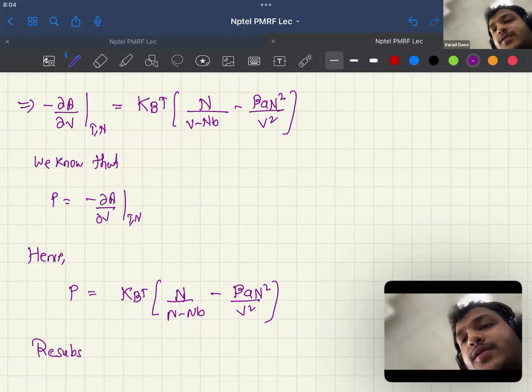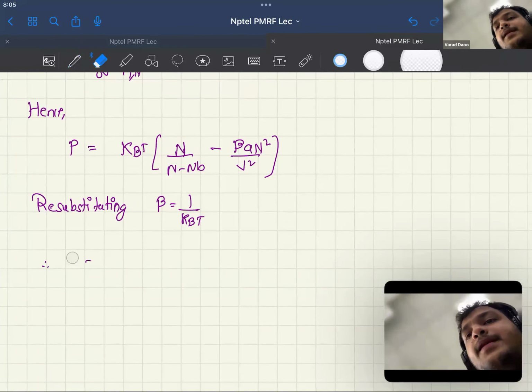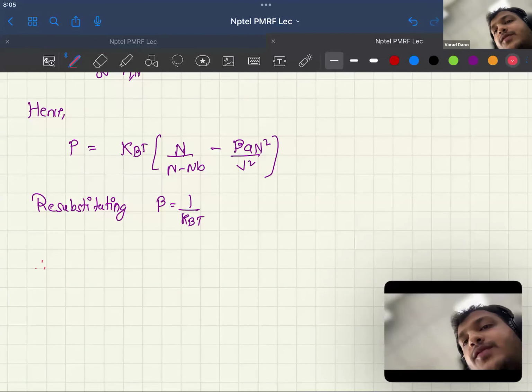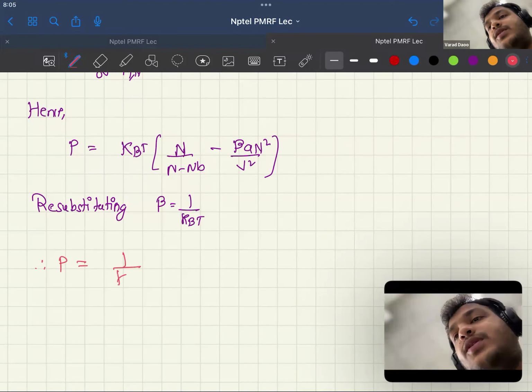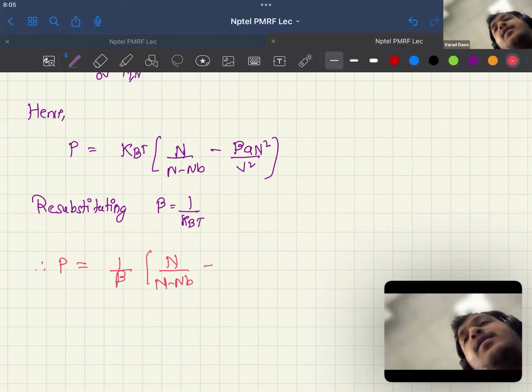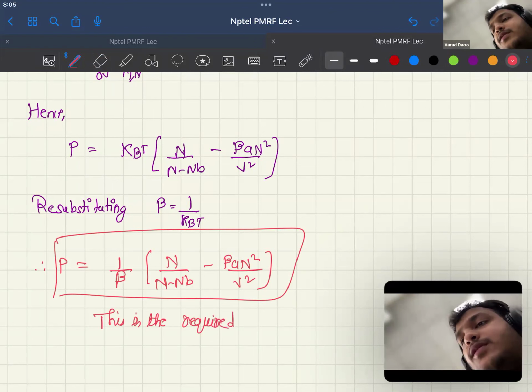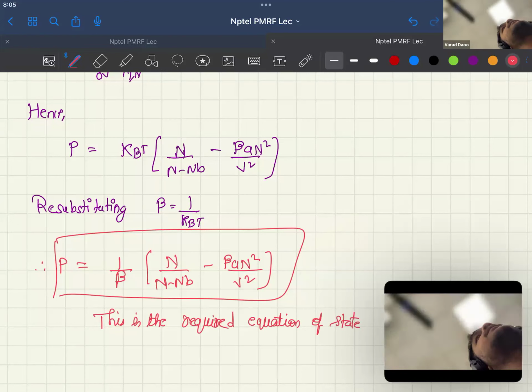Resubstituting beta equal to 1 by kBT, if we write this down, the ratio becomes equal to 1 by beta into N by (N minus NB) minus beta A N squared by V squared. This is the required equation of state, right?